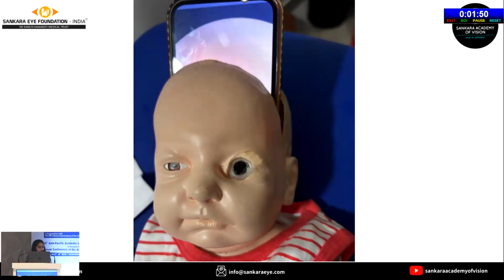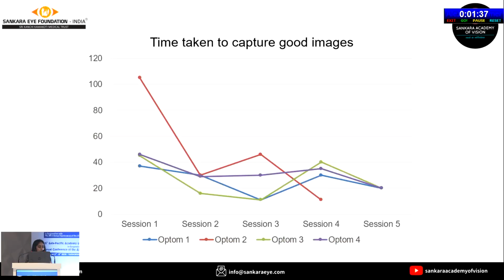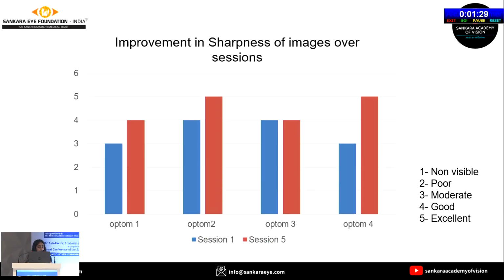To study the effectiveness of this model, we carried out an in-house small experiment with optometrists who were not trained in ROP photography. And we noticed that there was an improved handling time of the machine and decreased screening times. And at the same time, the quality of images captured over time improved.